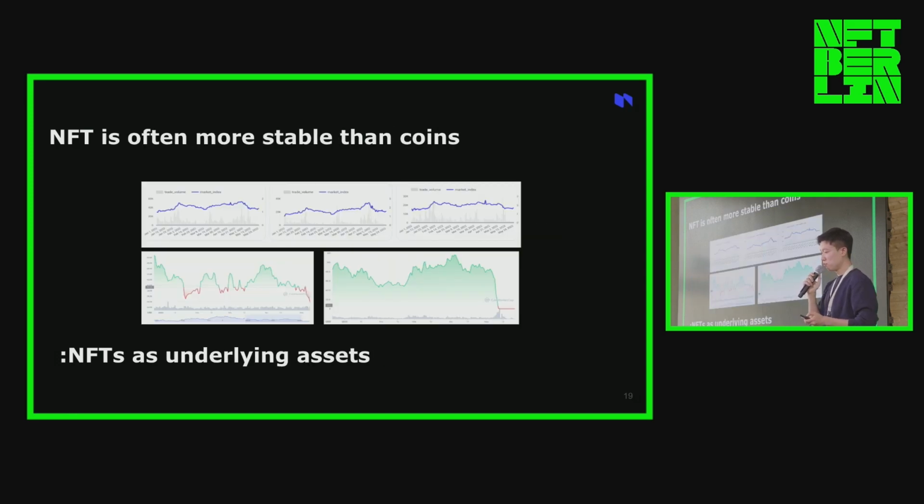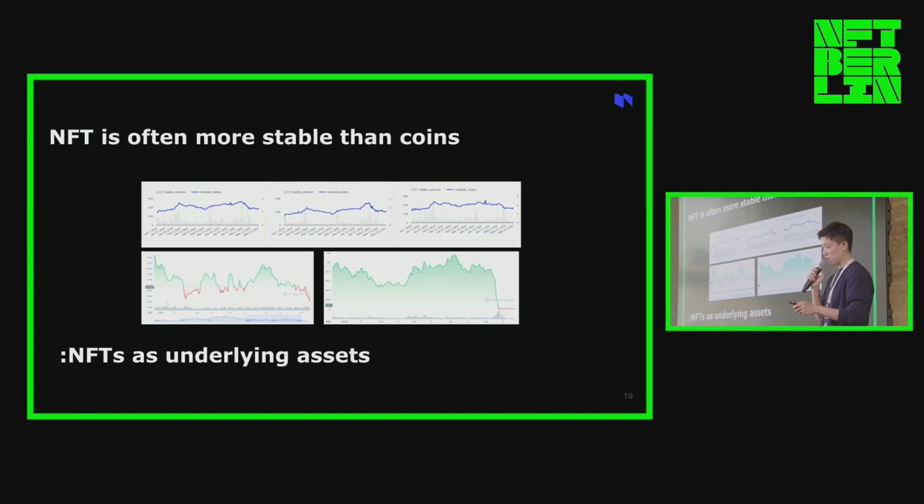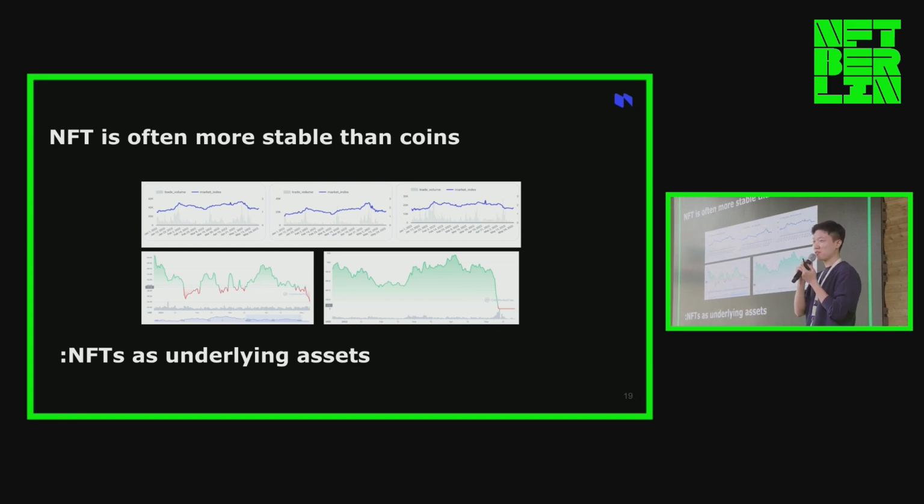And NFTs are often more stable than coins. The chart on the top is an NFT index built by our valuation model. On the left, this is a market index. This is an ape index, and on the right, this is the overall NFT market index. And on the bottom, this is Bitcoin, and on the right, guess what? This is Luna. Compared to the coins, it's more stable. So now NFTs can become underlying assets for broader financial products and services.